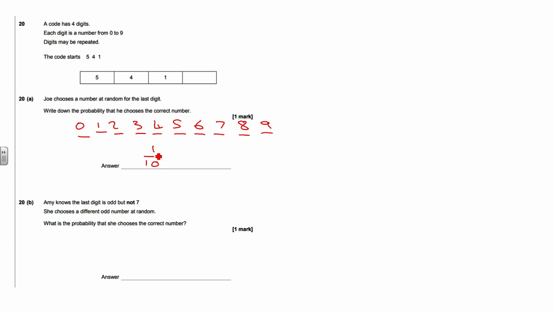Now Amy, on the other hand, knows that the last digit is an odd number, but isn't 7. So she chooses one of the other odd numbers at random. What is the probability that she chooses the correct number? So we now know that this correct digit has to be 1, 3, 5 or 9. It's an odd number, but it's not 7. So she can only pick 1 out of 4 numbers.